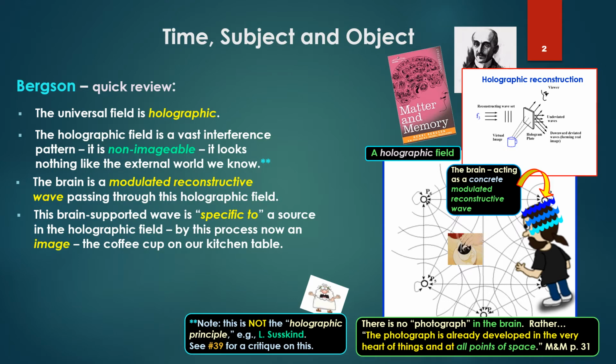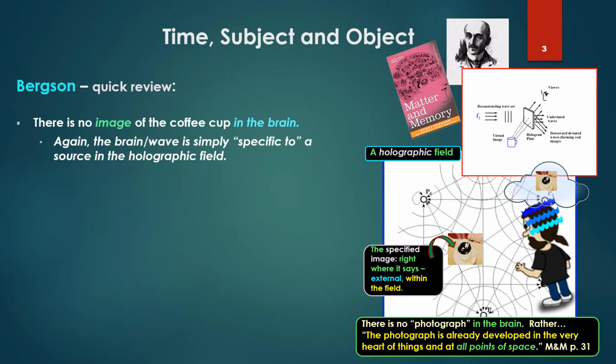So the brain is a modulated reconstructive wave specific to a source. Now by that process, an image, the coffee cup on our kitchen table. There is no image of the coffee cup in the brain. Again, the brain wave is simply specific to a source in the holographic field. That is, that cup is right where it says it is, according to common sense, external and within the field.